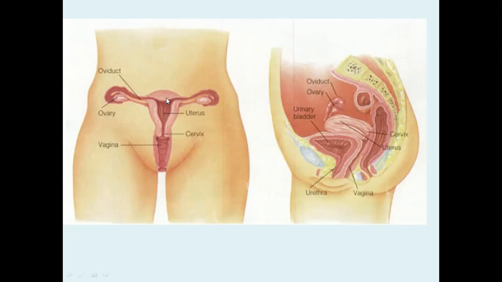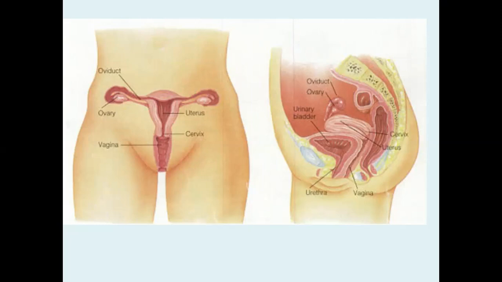So this diagram, the one on the left, is a bit confusing, because it appears the uterus is standing upright. But in reality, it actually lies on top of the bladder, which explains why when a female is pregnant and the uterus is busy expanding, she needs to go to the toilet to urinate far more often than normal, and that's because of the pressure on the bladder.